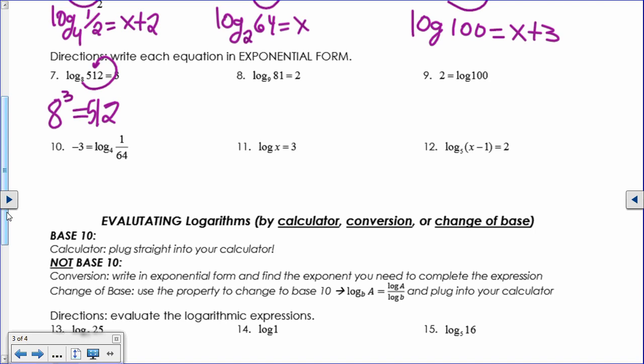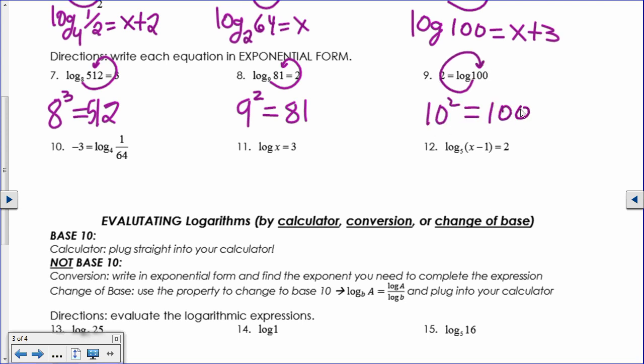What about this? 9 to the 2nd equals 81. You should know that one, right? 9 squared is 81. That makes sense. All right, what about this one? It's 10. See how it doesn't have anything written? When there's no written base, you have to remember it's a 10. And this one we're going counterclockwise for the loop. So it's 10 squared equals 100.